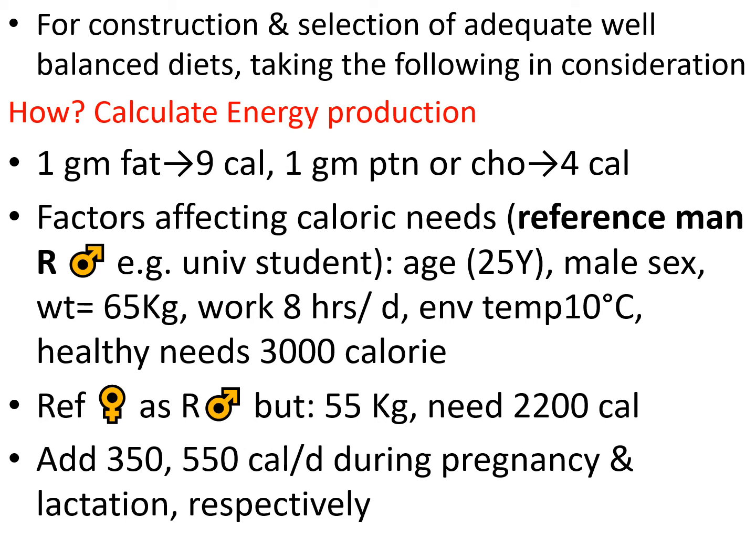For example, a university student, age 25. These are the specifications of the reference man: age 25, male, weight 65 kilograms, works 8 hours per day, environmental temperature around him is 10 degrees centigrade, healthy. His needs are 3000 calories.